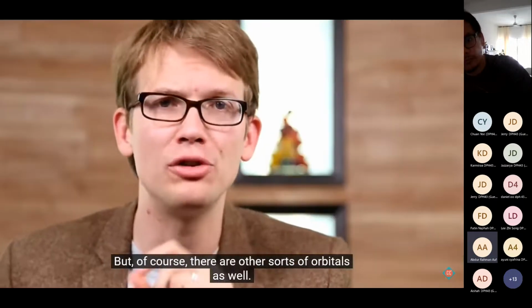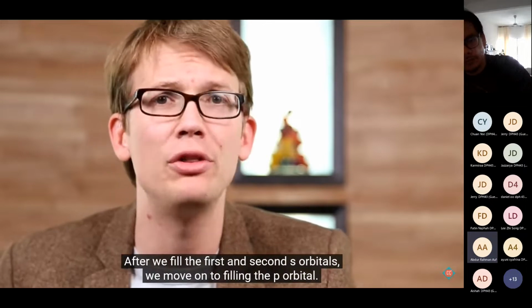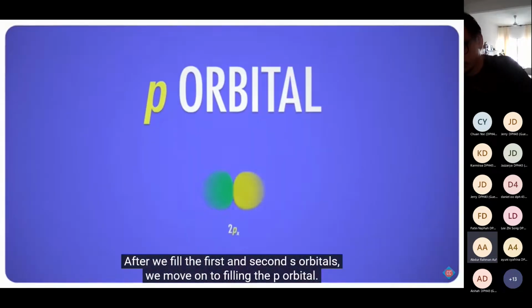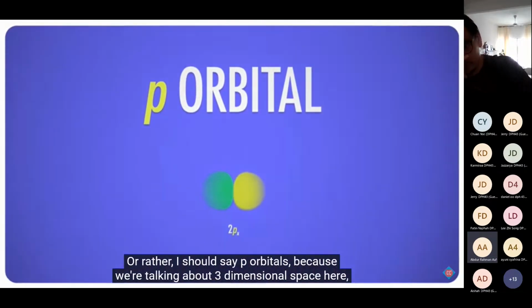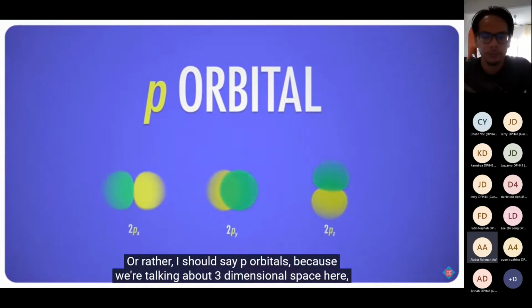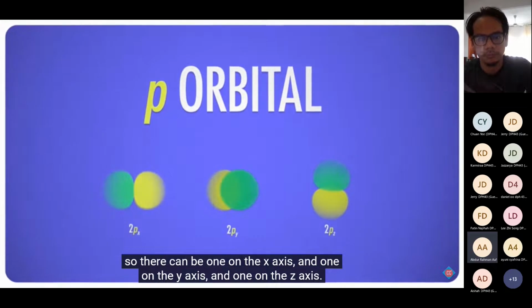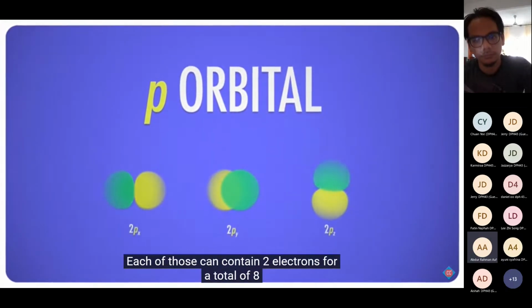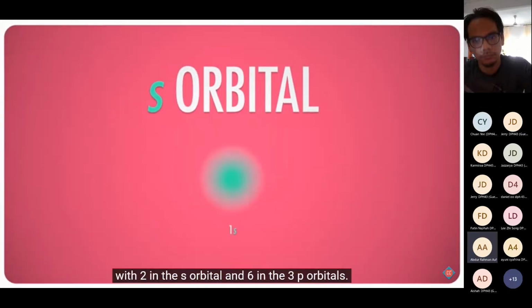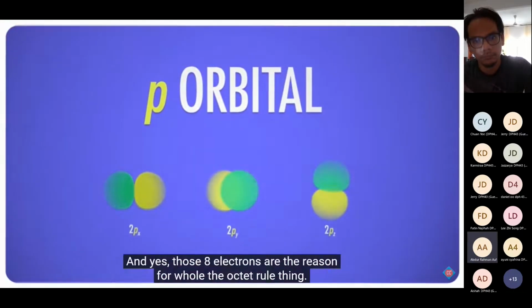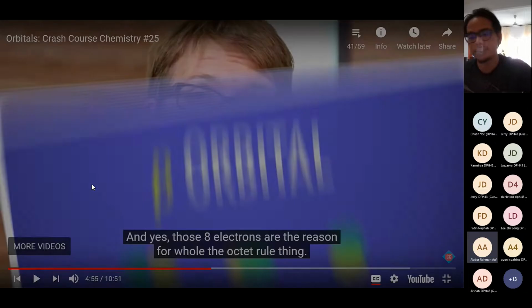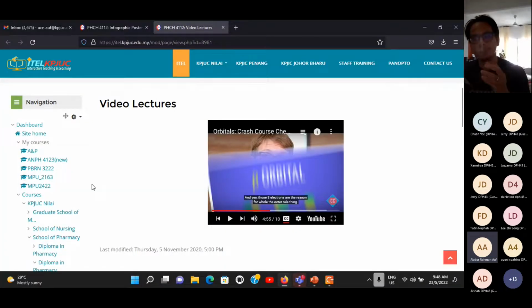But of course, there are other sorts of orbitals as well. After we fill the first and second s orbitals, we move on to filling the p orbital. Or rather, I should say p orbitals, because we're talking about 3-dimensional space here. So there can be one on the x-axis and one on the y-axis and one on the z-axis. Each of those can contain 2 electrons for a total of 8, with 2 in the s orbital and 6 in the 3 p orbitals.